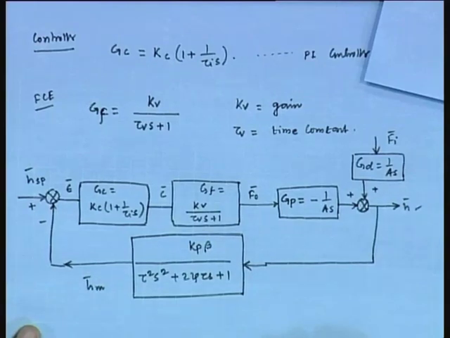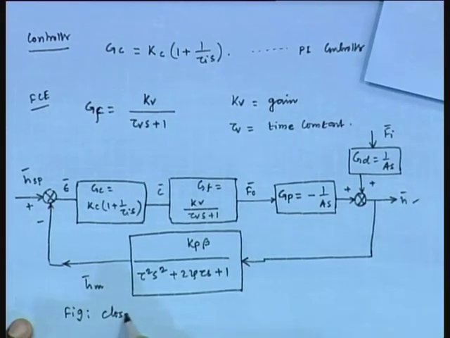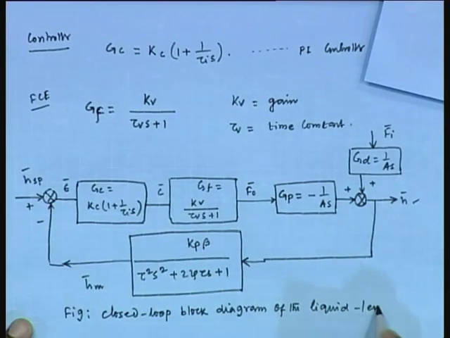Fine. So, this is the block diagram of the example liquid level system. This is the closed loop block diagram of the liquid level system.